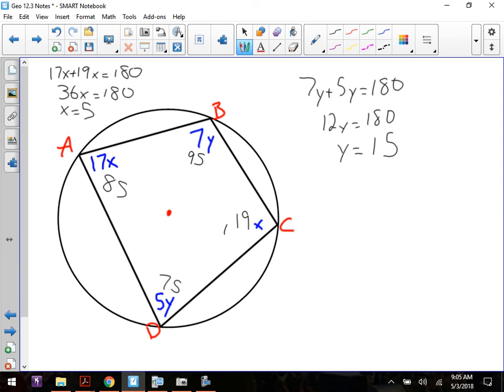Wait, that doesn't work. It should be 85 and 95, because otherwise these aren't supplementary. So this is the 70. Yeah, this is 75. So this would be 10 more. Wait, no. Why am I screwing this up? 5. I should just use a calculator. And then this one's 85.